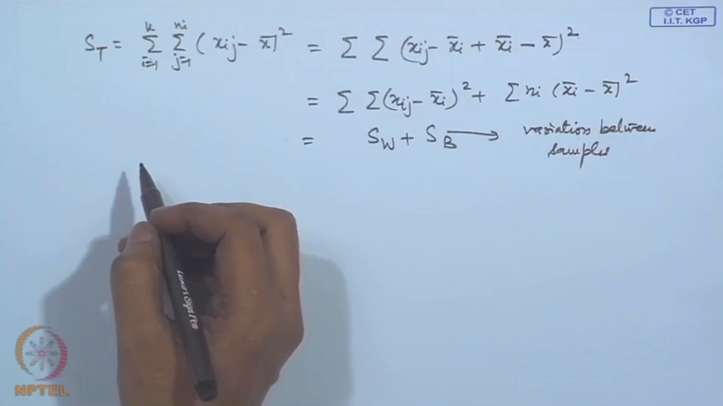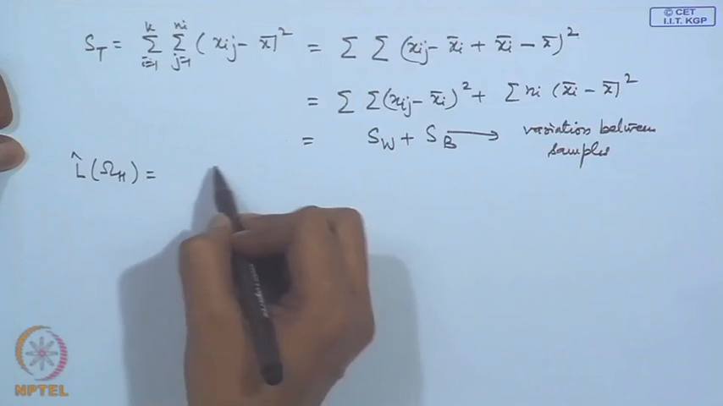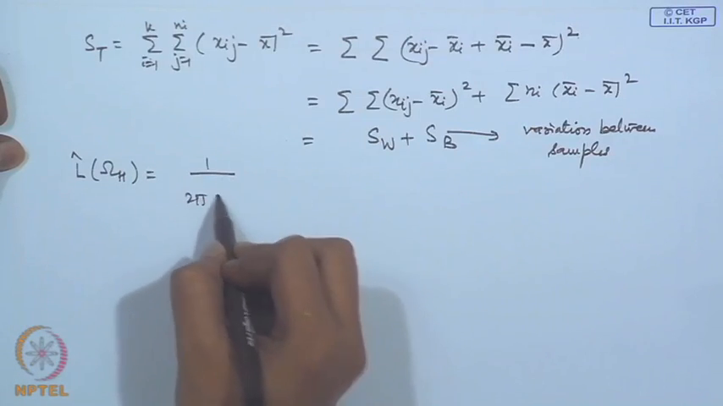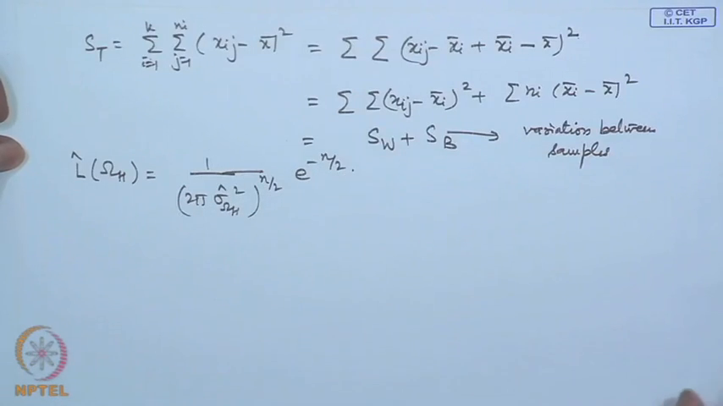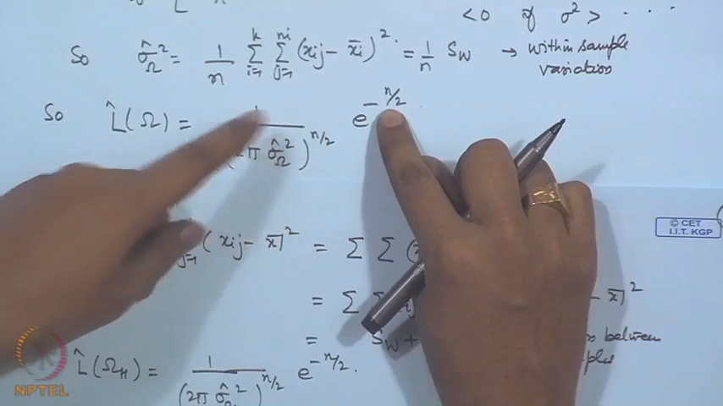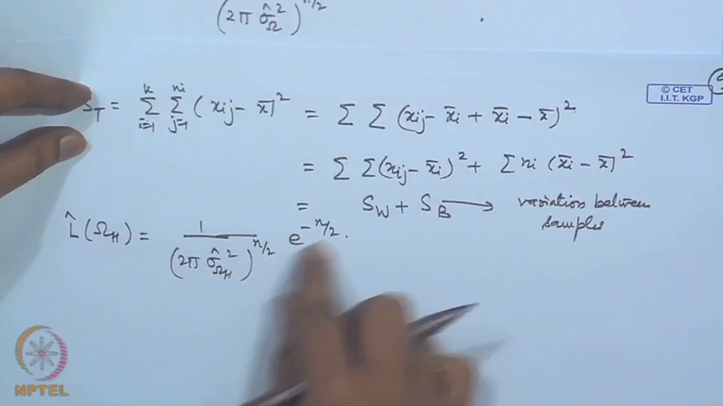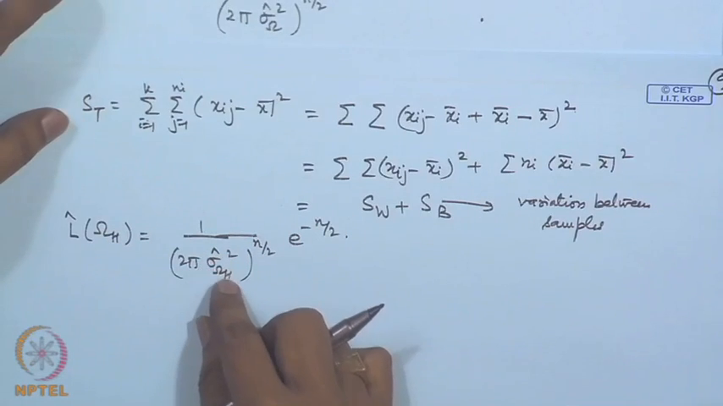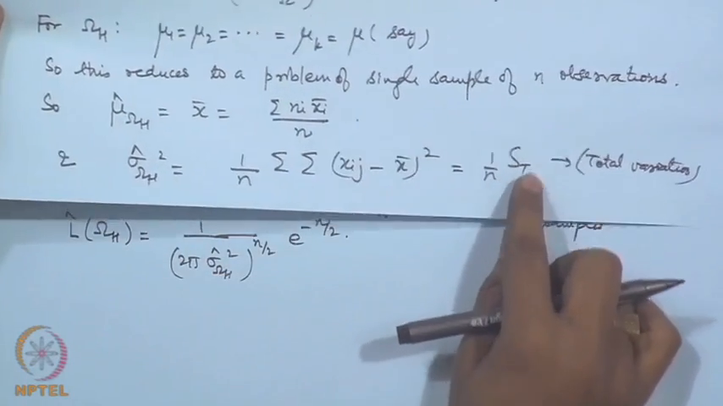So, now we can utilize this and write down the form of L hat omega_H. That turns out to be simply (1 by 2 pi) to the power n by 2 e to the power minus n by 2. So, let us look at these two terms here that we are getting now. In L hat omega, here e to the power minus n by 2, and here sigma omega hat square to the power n by 2, where sigma omega hat is the S_w by n term. And in L hat omega_H I get the same thing, here only omega_H is replaced, and the value of omega_H that we calculated as S_t by n, and this S_t I wrote again as S_w plus S_b.